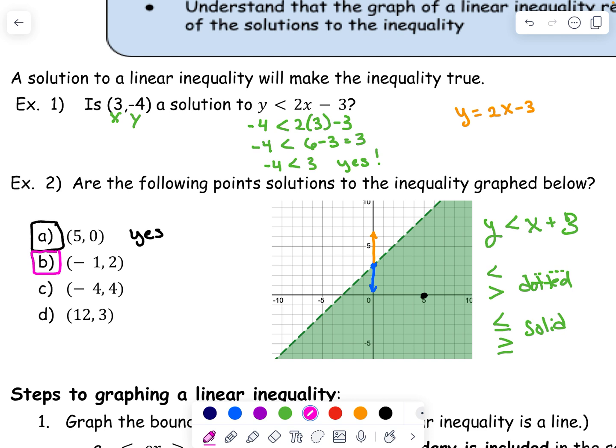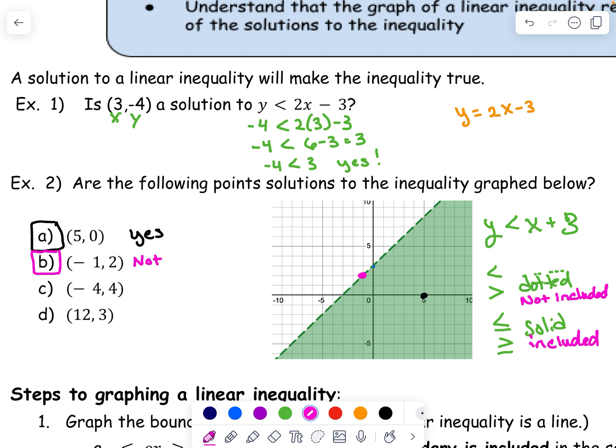So now we're going to go to (-1, 2). Now (-1, 2) is actually, and let me erase this part, right on the boundary. Now remember, we said when we have the dotted boundary, it's not included, and when we have the solid boundary, it's included. So this is on the dotted boundary, so this is not included in the solution.